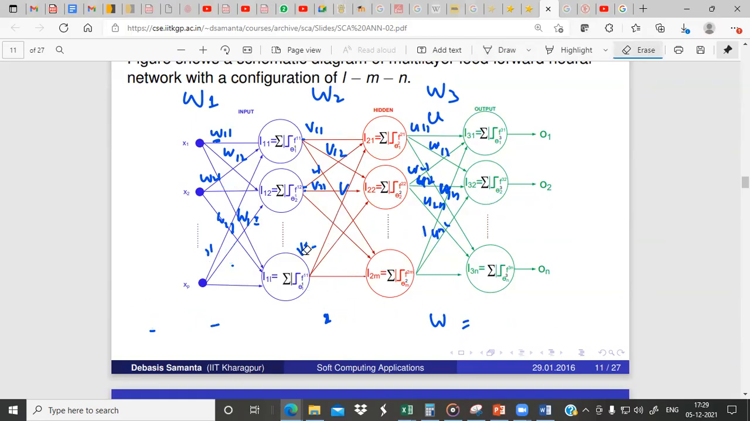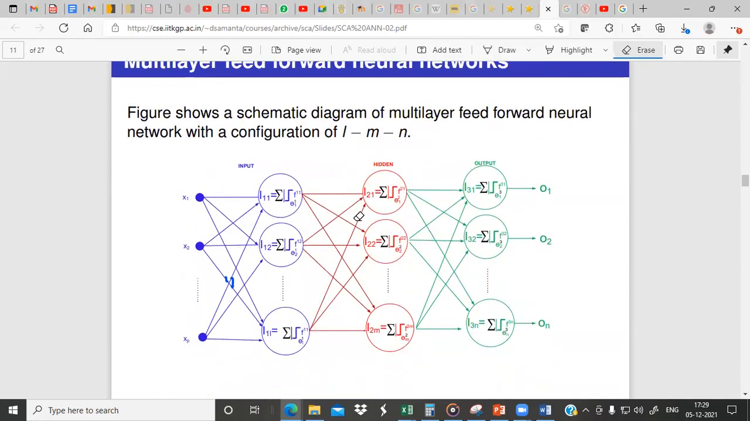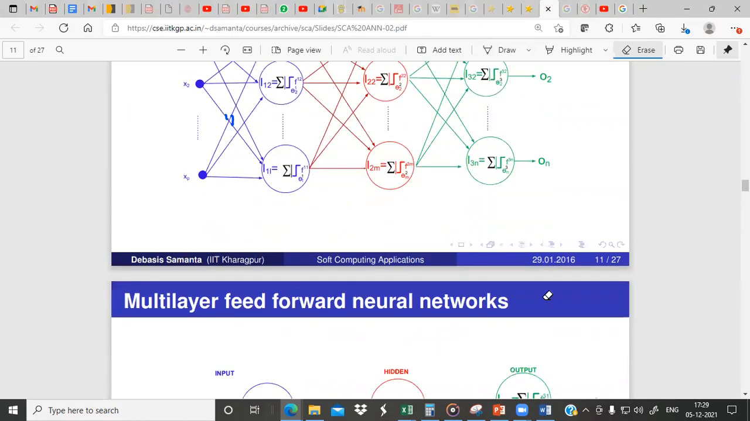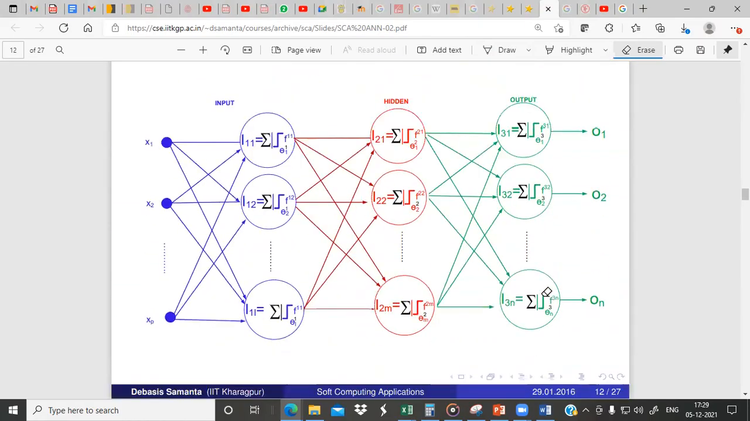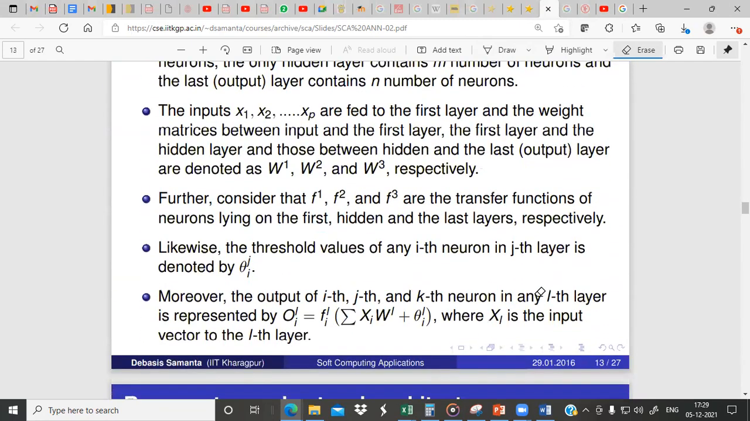Here we are not discussing how we are going to adjust the weight matrix. That will come in feedback neural networks, and we are not getting into that. We are just trying to understand the different types of neural networks. This is the case with the multi-layer feed-forward neural network, where only the last layer has the outputs. This is the same diagram, and whatever we have discussed is explained here.